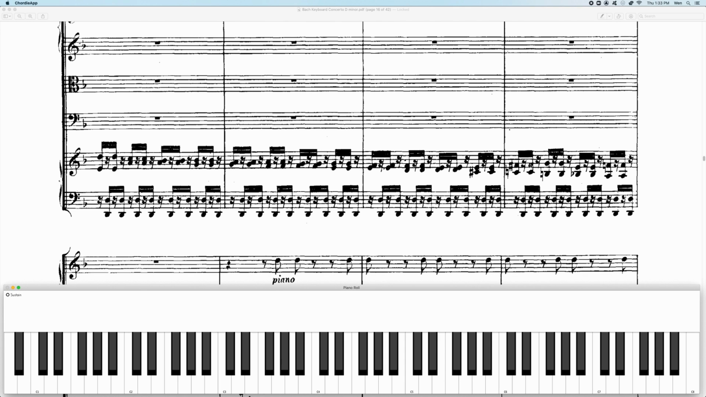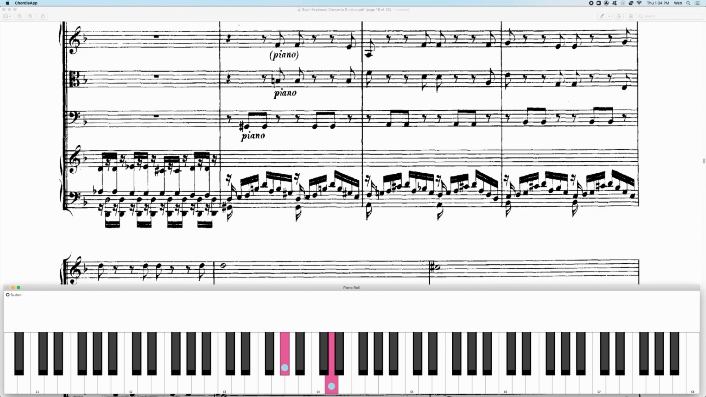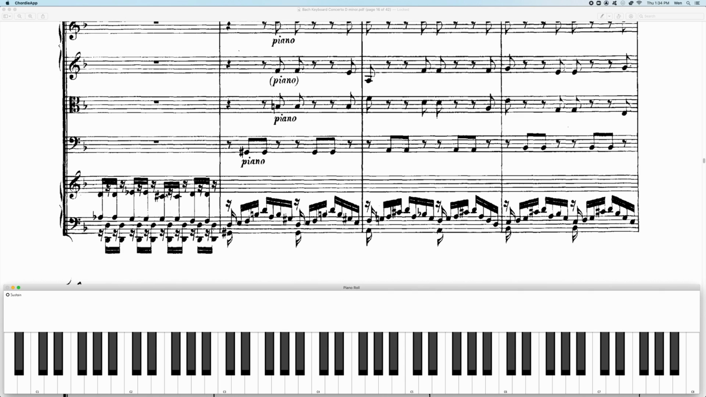So instead we've got this augmented 4th or tritone, which resolves outwards to a 6th. Again, augmented 4th, 6th, augmented 4th, 6th, augmented 4th, 6th. So he does a naughty thing here.